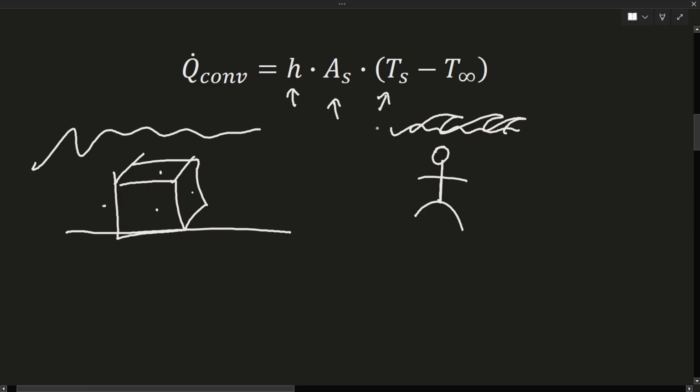T_s is the surface temperature. So if we take this cube that is being cooled in water, T_s is the surface temperature of that cube. T infinity is going to be the fluid's temperature, for example, the water's temperature or the air's temperature. That's it. That's Q convection.